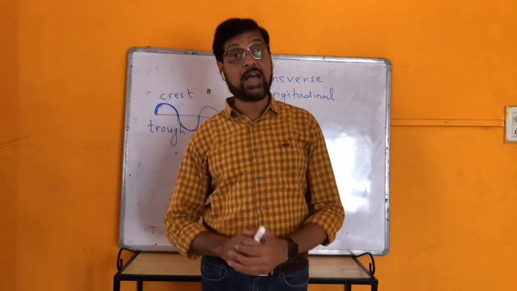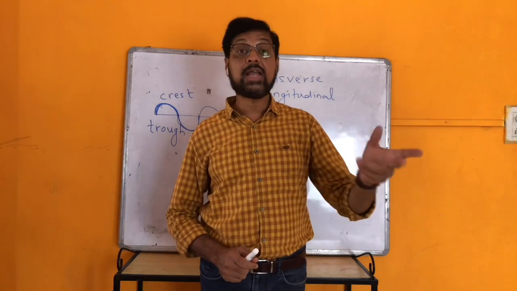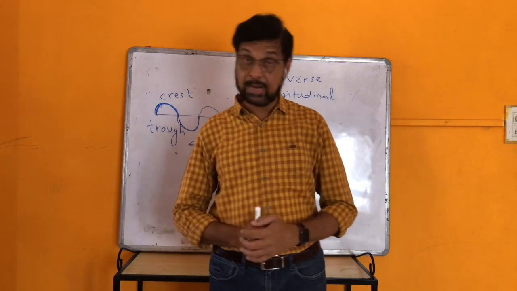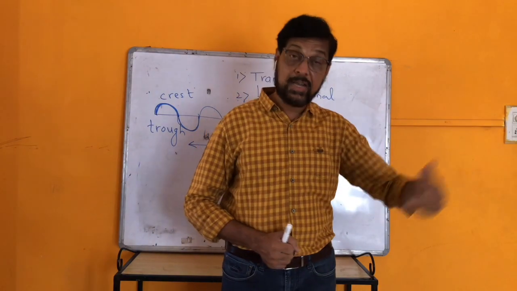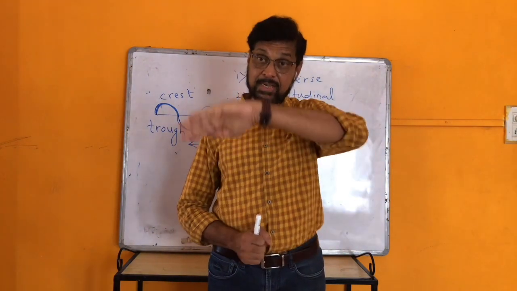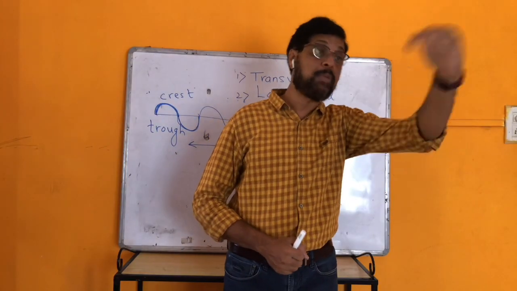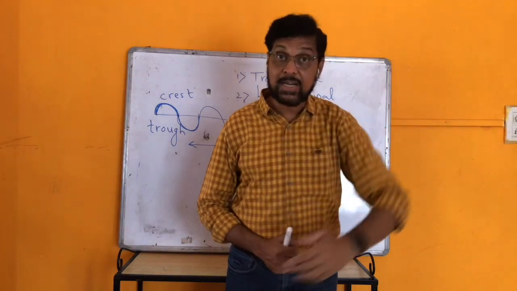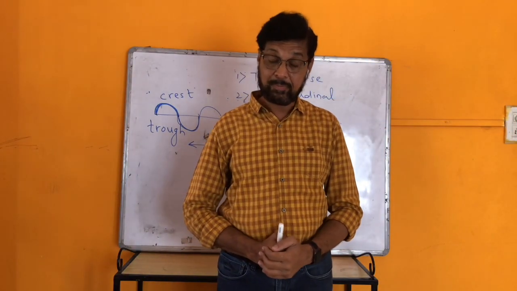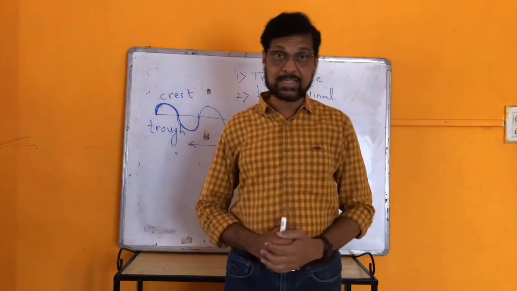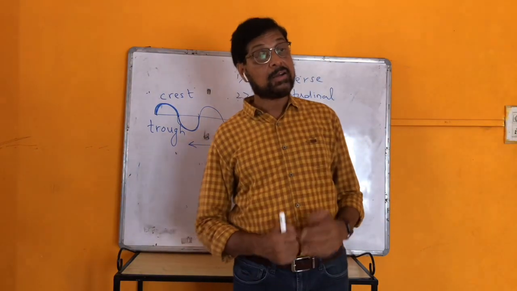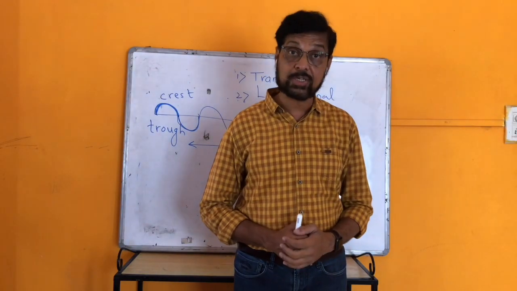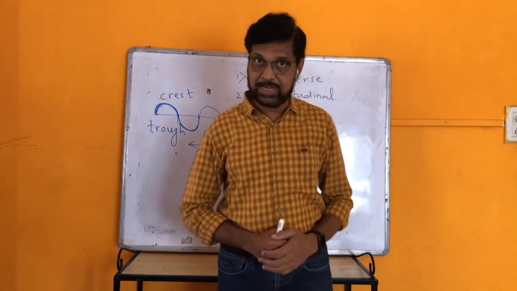Crests and troughs are alternately produced in the medium. म्हणजे crest च्या नंतर trough, परत crest, परत trough. Crests and troughs are alternately produced in the medium. And the next characteristic says, crests and troughs are successively produced at the same point of the medium.